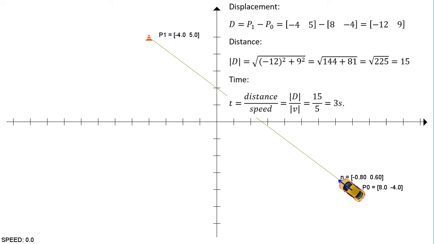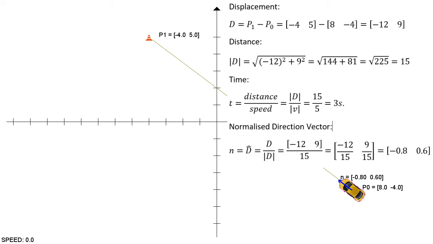Now, more interesting. The normalized direction vector, our short blue arrow, can be found by normalization of the displacement vector, the operation of dividing the vector by its own magnitude, in this case, the distance between the car and the cone. The direction vector multiplied by speed gives the velocity vector.